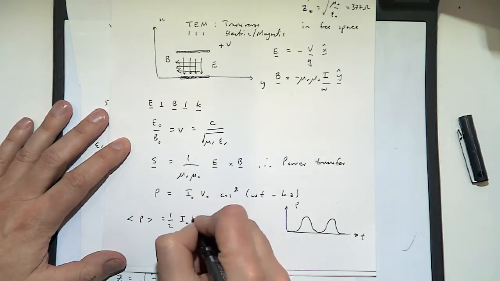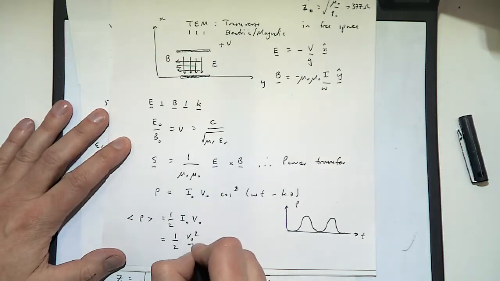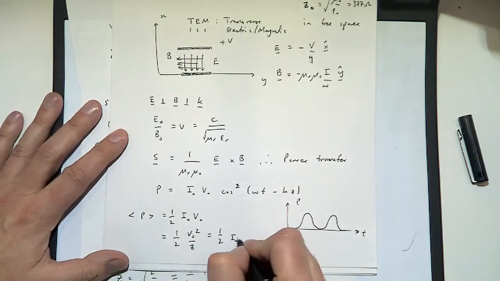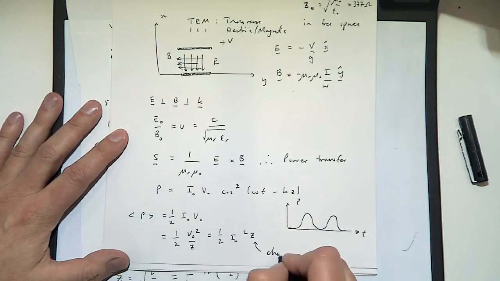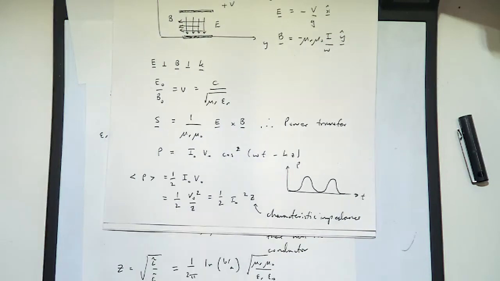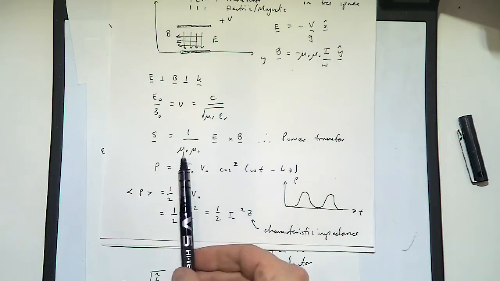we see half V naught, and we can rewrite that in terms of V naught and the impedance. This is half I naught squared Z. So again, this is the characteristic impedance. This sort of relates to that idea we had about the impedance of free space. If we had a strip line in free space, then the power transfer along the strip line would be proportional to that characteristic impedance, which is 377 ohms. That's when mu r is equal to 1.